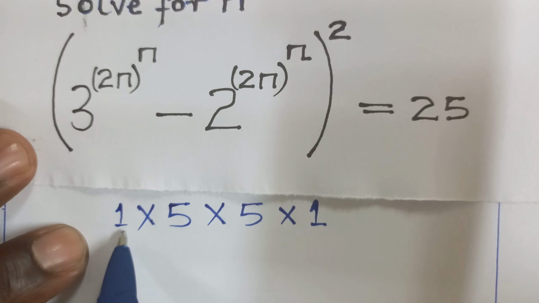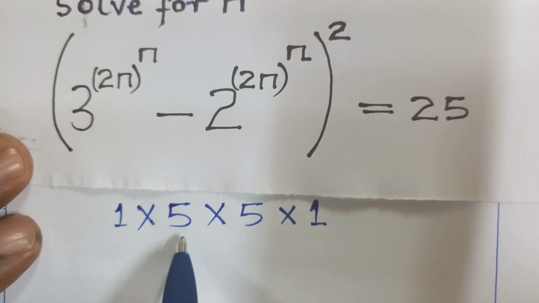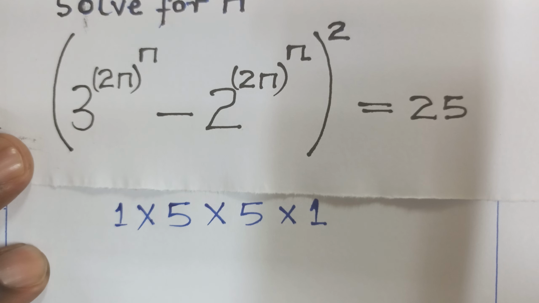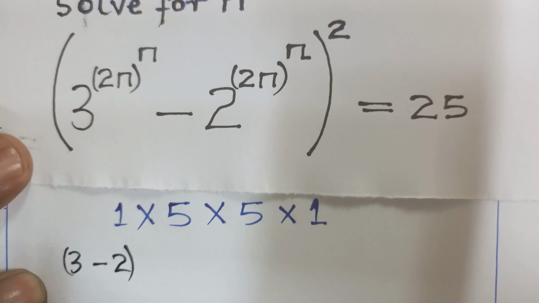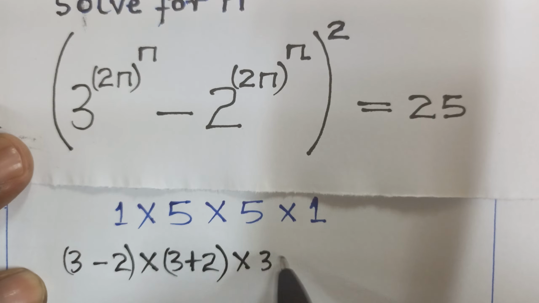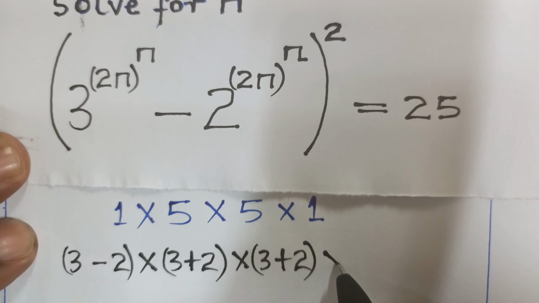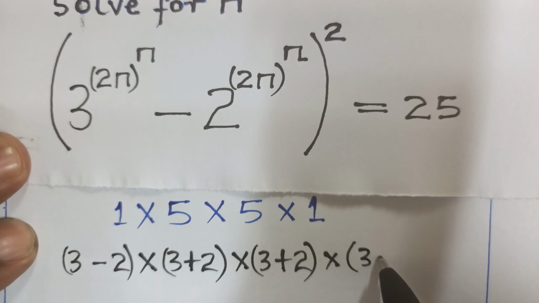And from there now I check for two numbers. I look for two numbers that if you subtract you get 1, if you add you get 5. And those two numbers are actually 3 and 2. And so we shall have for 1, 3 minus 2. For 5, you put times there, 3 plus 2, again times 3 plus 2, and finally times 3 minus 2.